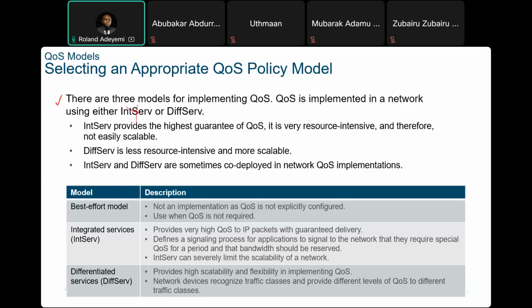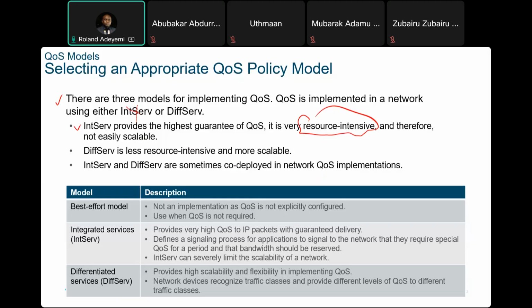So what is IntServ? IntServ provides the highest guarantee of QoS. Now watch out, look at the problem with it. It is very resource intensive and not scalable. So what does that mean? If you decide to go for IntServ, you're going to put a lot of pressure on your devices.